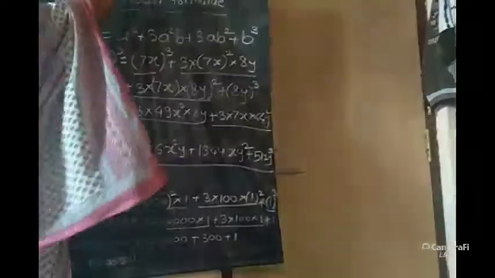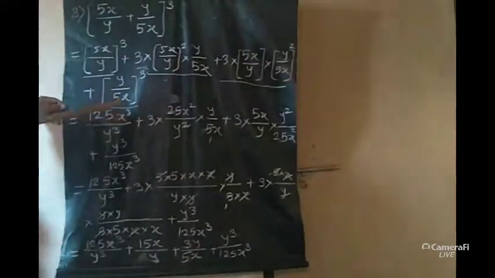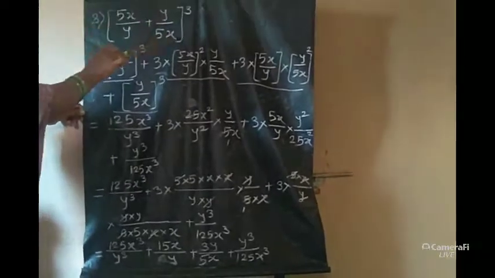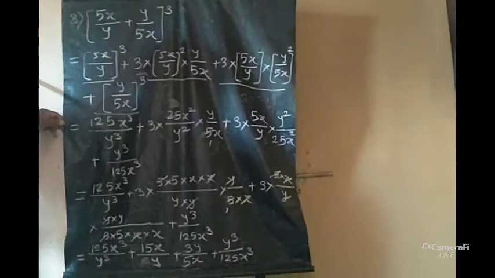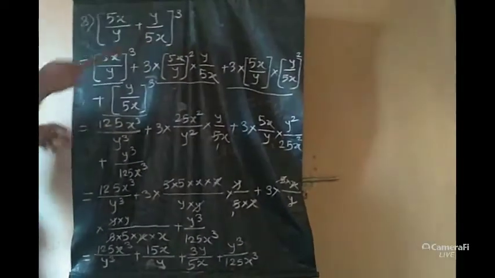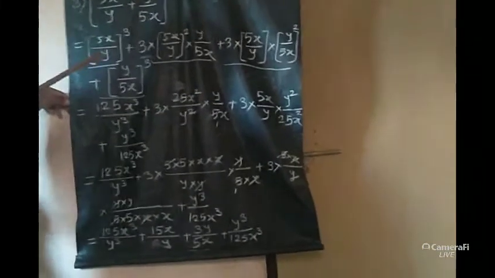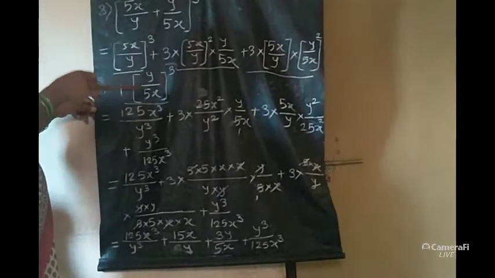Now see the next example from practice set 5.2, example number 8. Here a different type of example is there. Now see how we have solved this. In (5x/y + y/5x)³, the value of a will be 5x/y and the value of b will be y/5x. We have to expand using the given formula, (a + b)³ = a³ + 3a²b + 3ab² + b³. We have to put these terms in the formula.